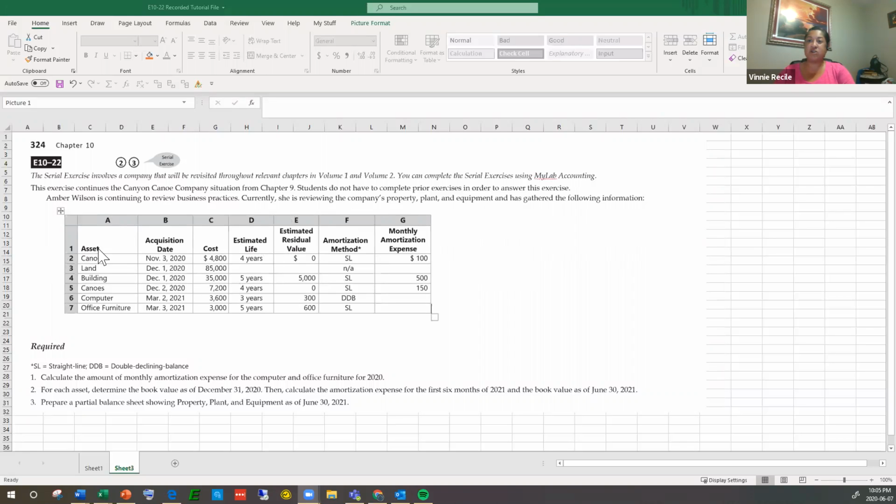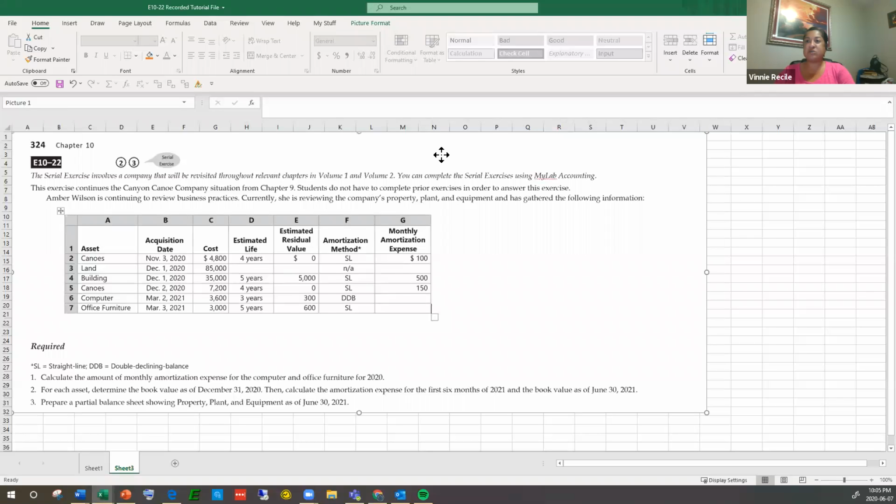So she's got this chart. These are the assets, the acquisition date, cost, estimated useful life, residual value, and amortization method. Let's make sure we all understand these short forms here. Straight line method, double declining balance method. NA is not applicable. Monthly amortization expense.